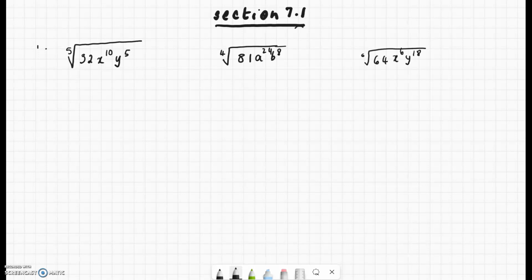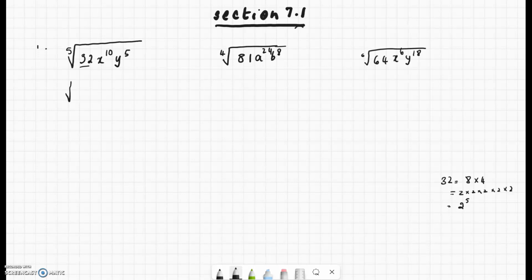So here we have the fifth root. First take the number, and that's the only thing to work with, and break it down. And 32 is 8 times 4. 8 is 2 times 2 times 2, and 4 is 2 times 2. So that is equal to 2 to the 5th power.